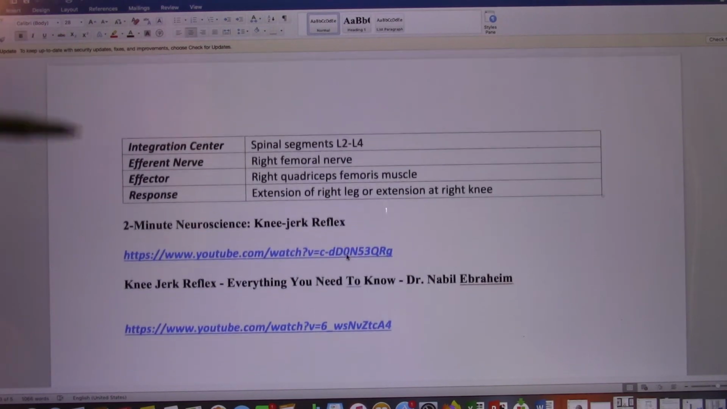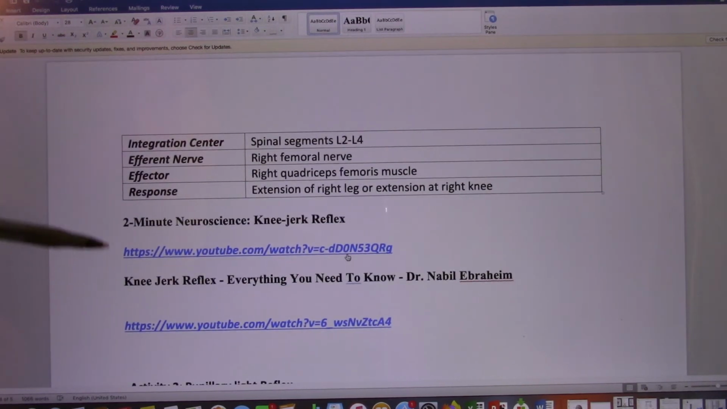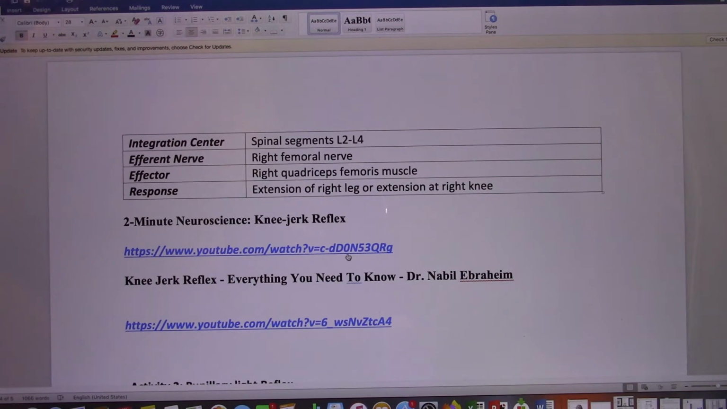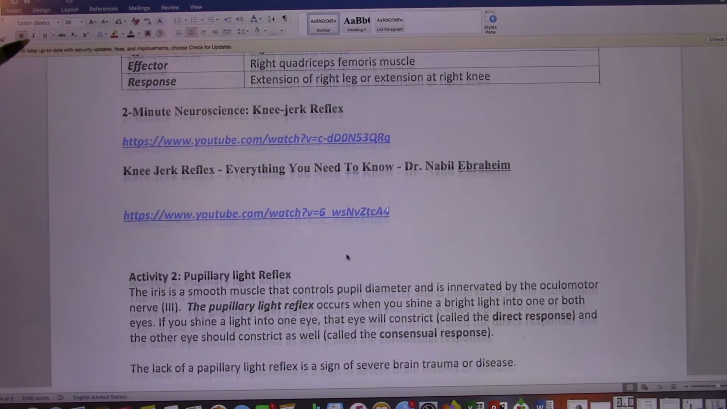So you can watch this video. It tells you everything you need to know, and both of them are about the knee-jerk reflex. And after that, you can try it at home. It's a pretty simple experiment.